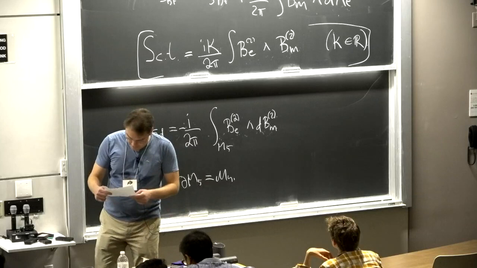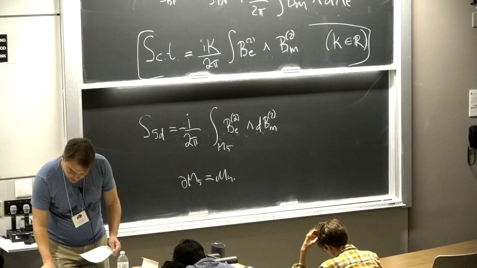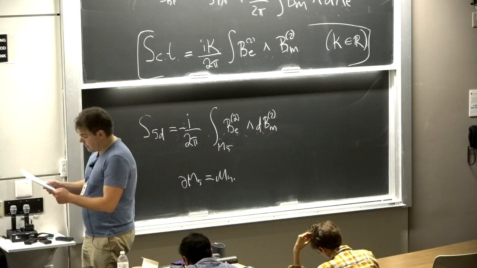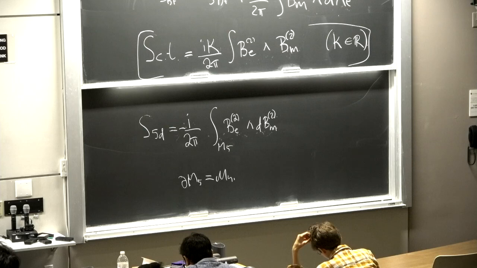OK, before we move on to the next topic, let me make a small detour, or a small comment that will be useful in a little bit. So far, we've discussed pure Maxwell theory. And of course, in pure Maxwell theory, these B fields are not necessarily flat. They can have non-trivial fluxes. So dB, which is normally called H, is not necessarily zero. And in some units, it has integer fluxes, or 2 pi integer fluxes.